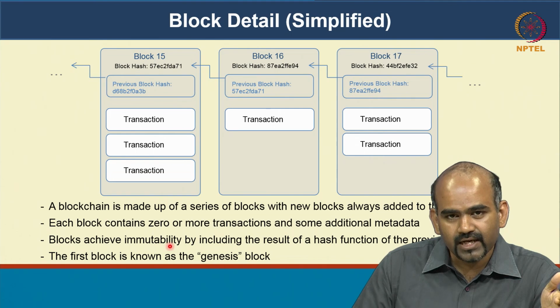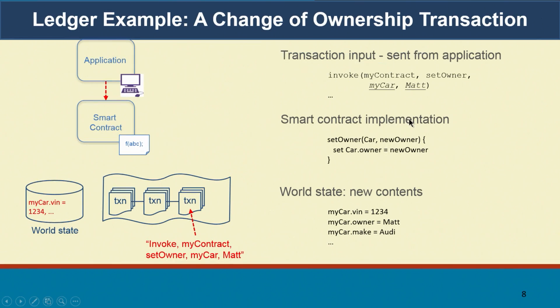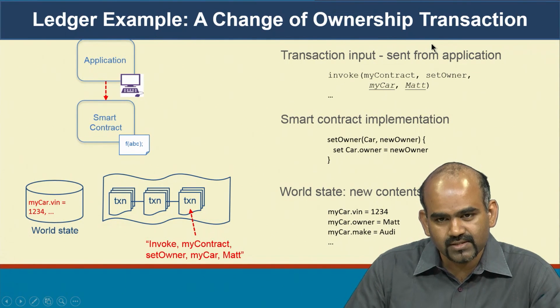The immutability, like I mentioned, is achieved because of 2 properties, because of the hash chaining and also because of the fact that these blocks are getting added through consensus in a decentralized fashion. So no one single organization can unilaterally manipulate this blockchain itself. So here is an example of the ledger itself and how a transaction might work.